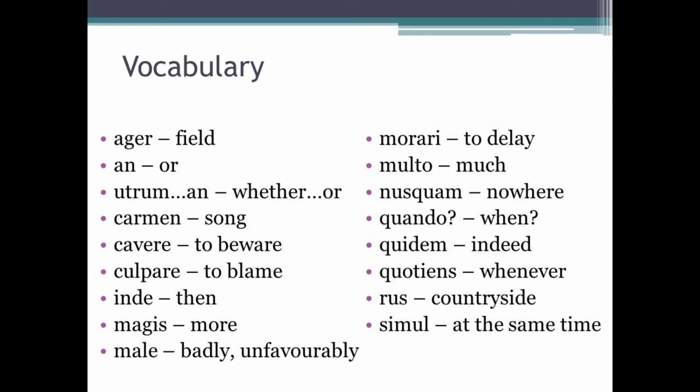Multo, much. Nusquam, nowhere. Quando, when. Quidem, indeed. Quotiens, whenever. Rus is the countryside, and finally simul means at the same time.